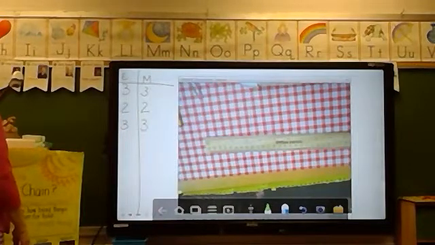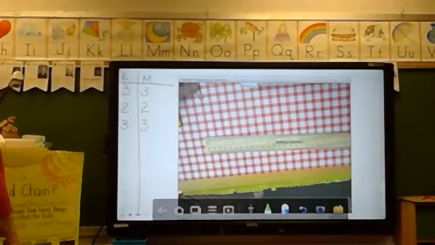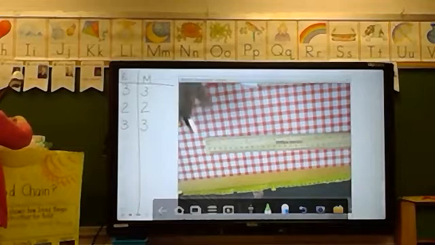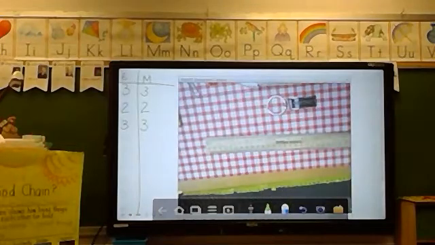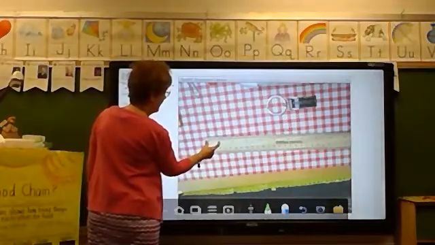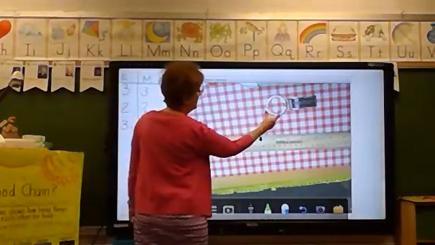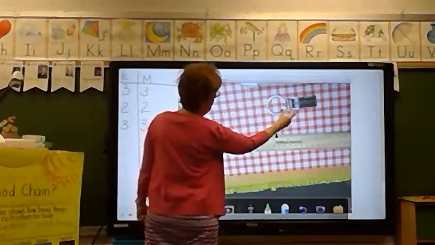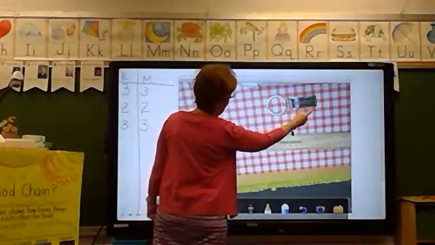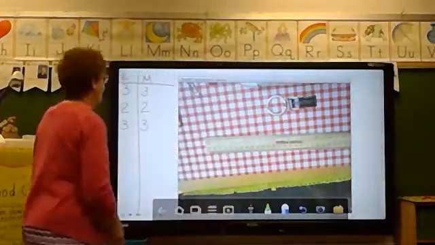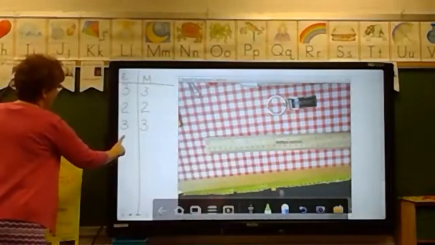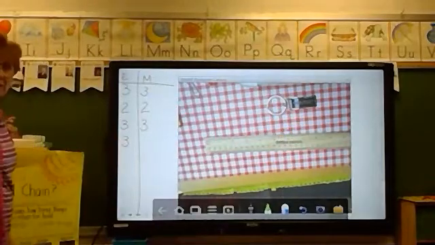Okay, now let's look at our keychain that I found. All right, and again, remembering that an inch is about that long. 1, 2, 3. Again, I'm going to estimate or guess that it's 3 inches long.